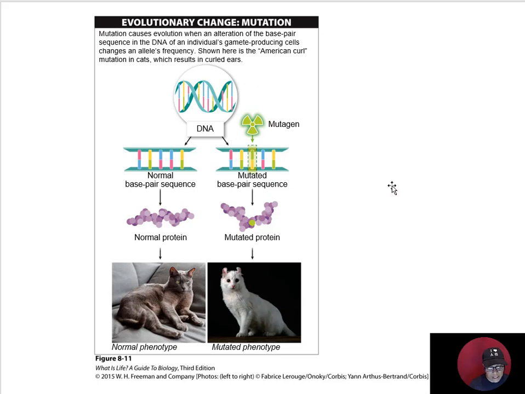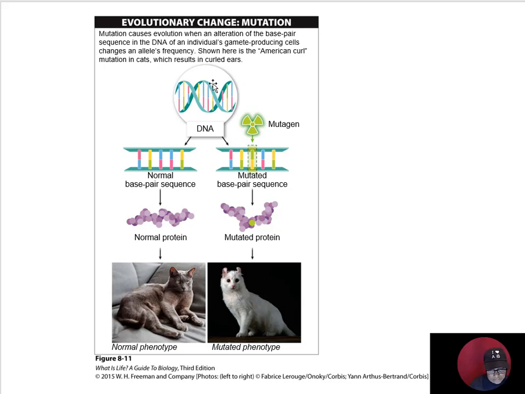So let's take a look at an evolutionary change due to a mutation. Mutations can cause evolution when there is an alteration of the base pair sequence in the DNA of an individual's gamete-producing cells. It has to be the gamete-producing cells, right? Because it doesn't matter if it's your liver cell or your skin cell, your eye cell, or whatever, you're not passing that on to the next generation.